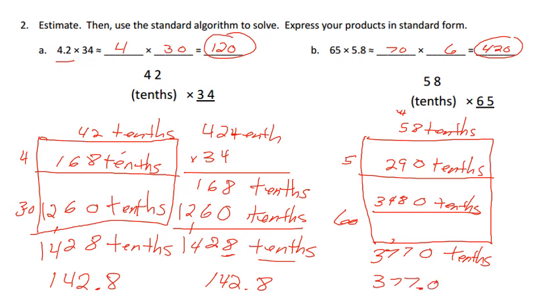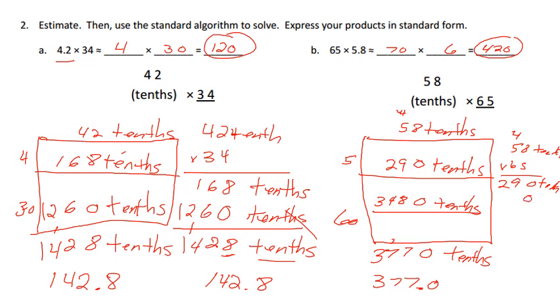Now let's do the standard algorithm real quick. We have 58 tenths and 65. 8 times 5 is 40. 5 times 5 is 25, and 4 would be 29. And that was tenths. And that matches.